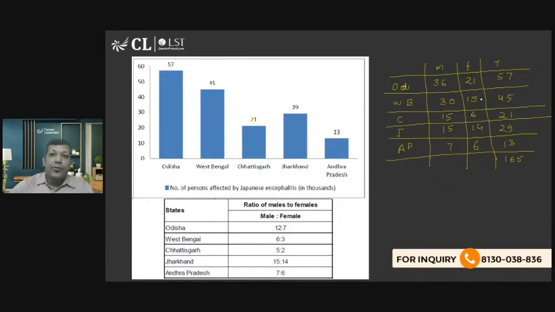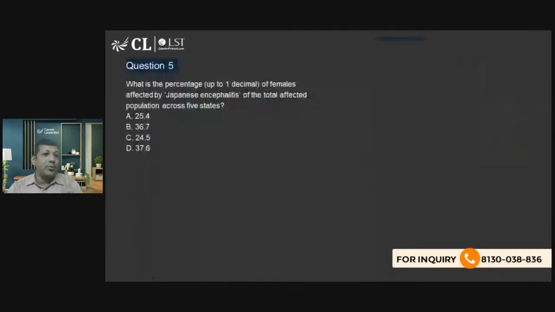Okay. What is the total number of females we are talking about? Total number of females. Very nice. 62. Now, total number of male I am getting, that is 103, because sum of these two should be equal to this. Now, which is the first question I am solving? I am solving question number 5.